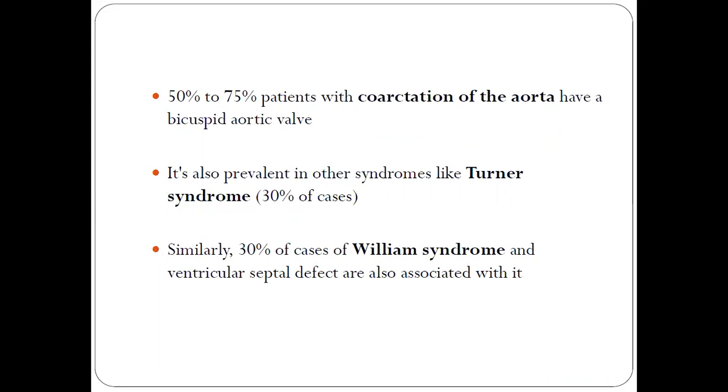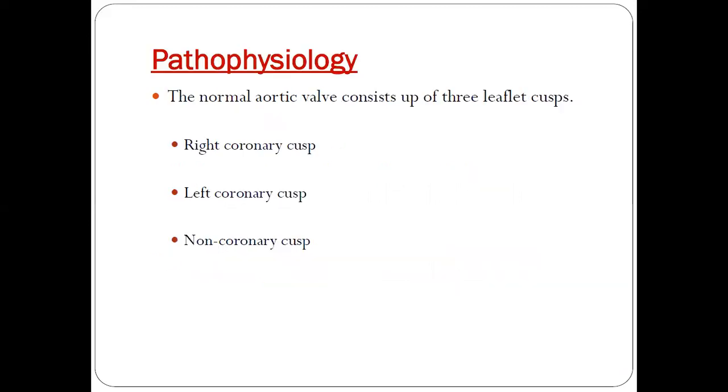Because of the prevalence of this bicuspid aortic valve in Turner syndrome, which is usually an X-linked disease, there is still debate that this bicuspid aortic valve might also have an X-linked inheritance, which is not yet completely proved.